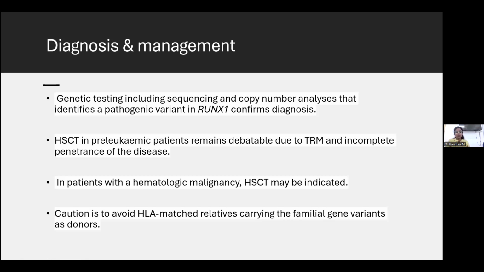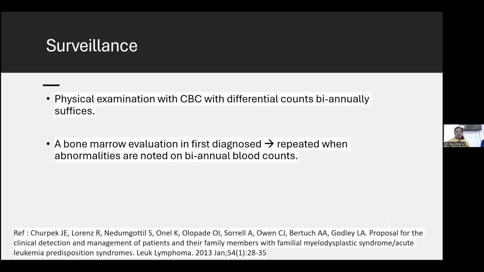And caution is to avoid HLA-matched relatives, who may also be carrying the familial gene variant, as donors. As for surveillance, there is very little literature on the same. Physical examination with CBC with differential counts biannually usually suffices, and any abnormality in the CBC warrants a bone marrow evaluation.